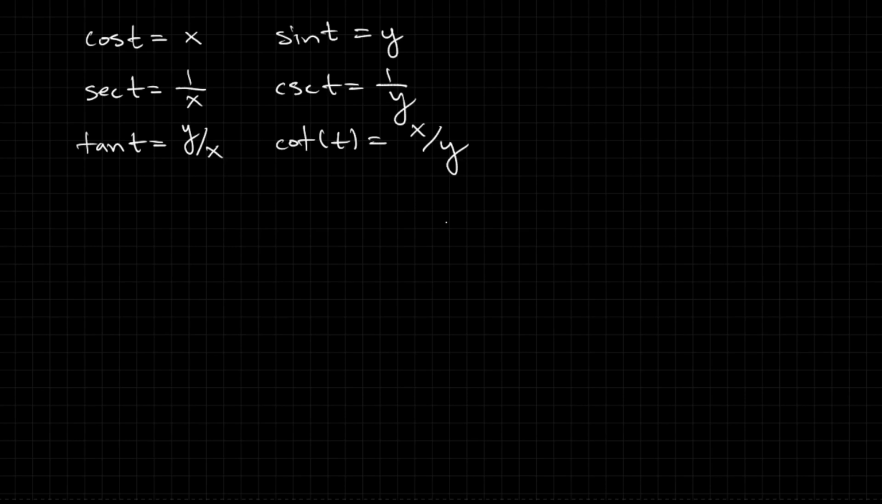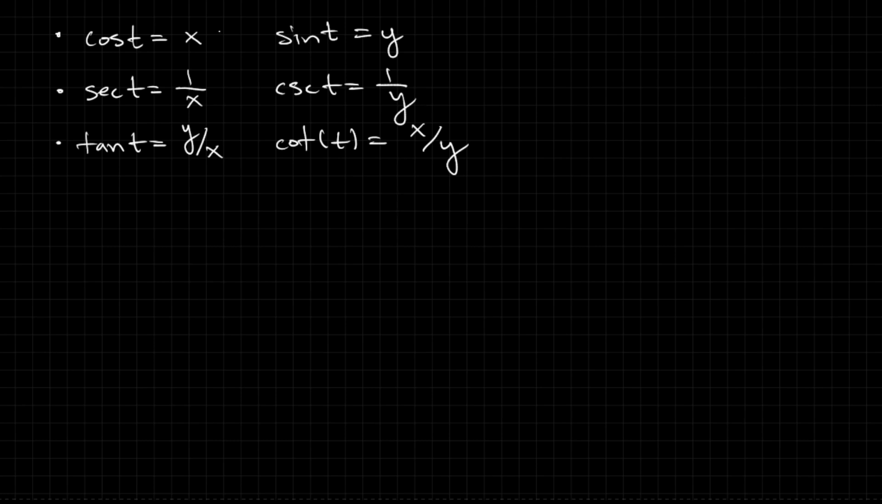Let's continue discussing more properties of these trigonometric functions. So all I have written here are the definitions of all the trigonometric functions we know so far. So cosine of t is the x-coordinate of the terminal point, sine of t is the y-coordinate, and etc. There are various ways to relate these trigonometric functions to one another.